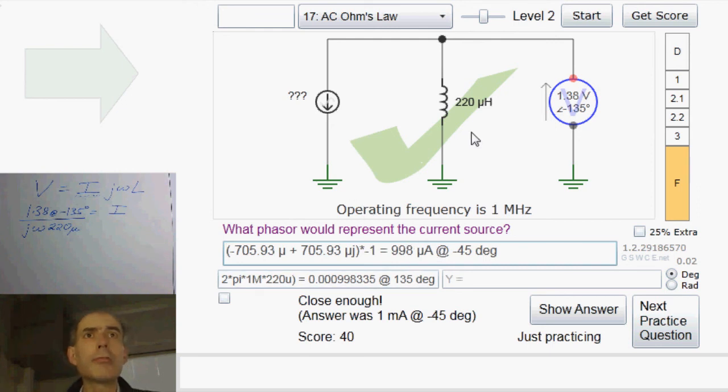Okay, I think that's enough at level 2 to give you the idea. Good luck. Don't let the complex numbers get you down.